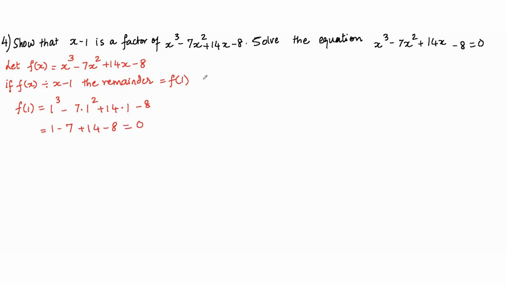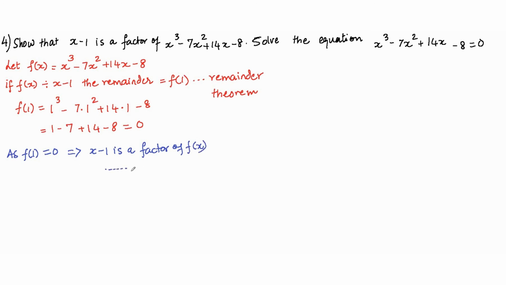And this is according to the remainder theorem, by the way, because we are just calculating the remainder. We do not know whether it is a factor or not. So that is why this is just the remainder theorem. Now, as f of 1 is equal to 0, I can conclude that x minus 1 is a factor of f of x. And now this is according to the factor theorem, right? So factor theorem states that if f of a is 0, then x minus a is a factor of f of x.